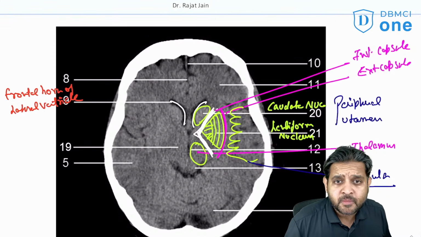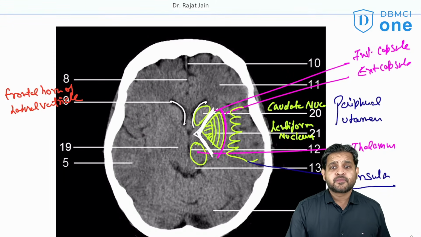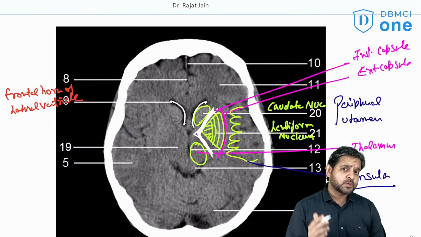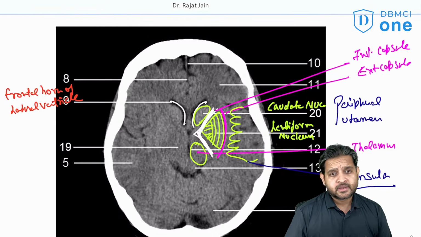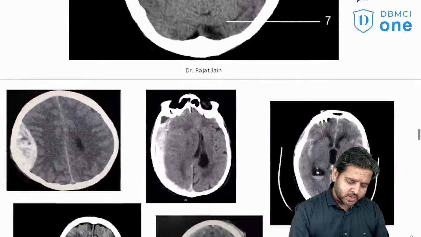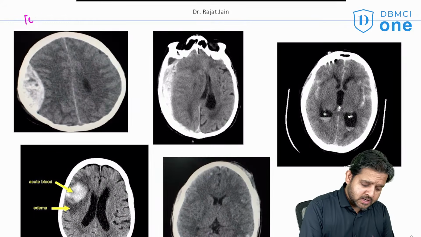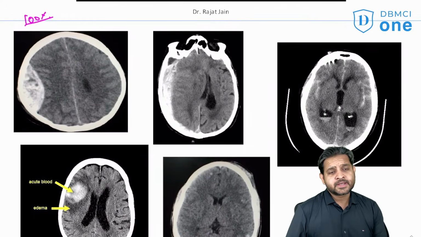So this is a very commonly asked section in the exam. Where is caudate nucleus? Where is thalamus? Where is lentiform nucleus? Where is globus pallidus? Where is putamen? These are the ones that you should be able to answer. Now the hemorrhage is a 100% question in the exam.